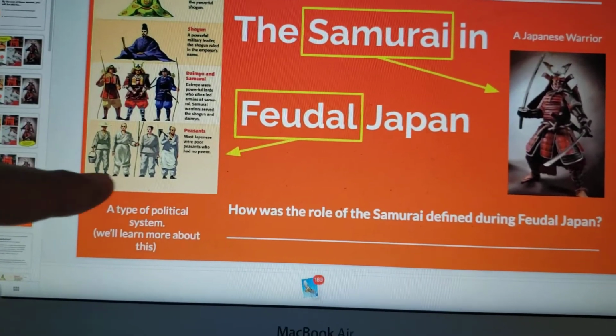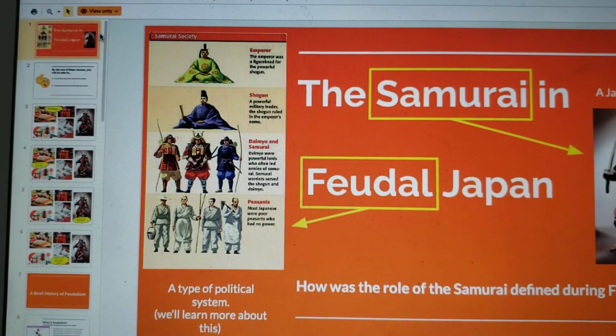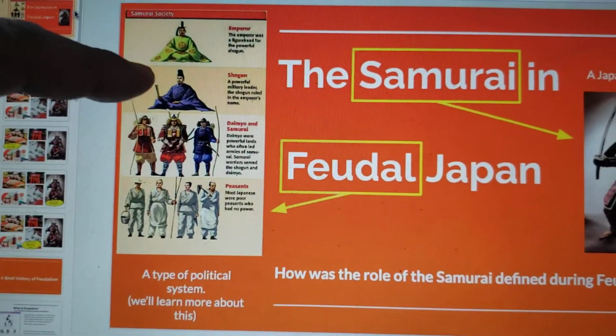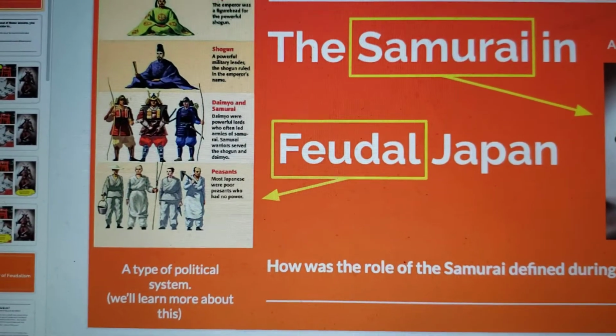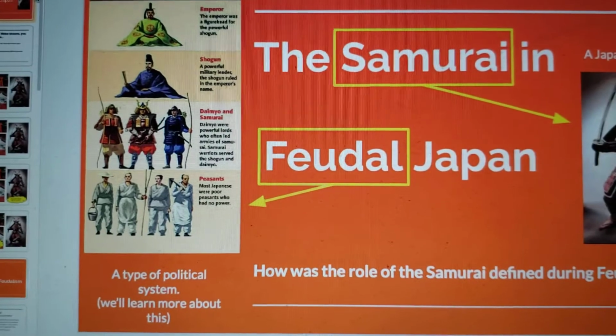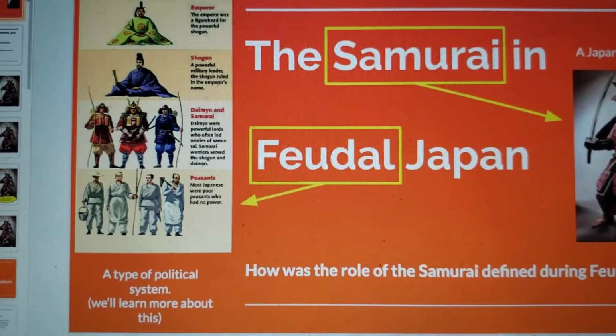All right, over to our left, we talk about the samurai society. We have the emperor, notice where he's sitting. We have the shogun, which is a powerful military leader. The shogun ruled in the emperor's name. By the way, the emperor, of course, is a figurehead for the most powerful shogun.